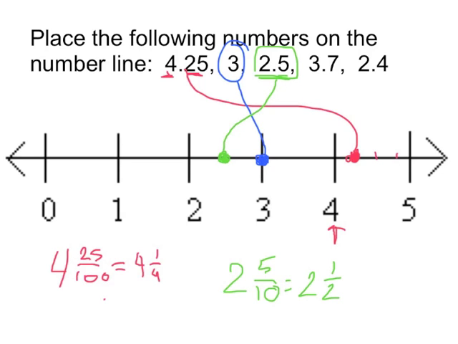Now we have 3 and 7/10. So 3 whole, we find the 3 whole, and then we cut it into 10 equal pieces. So we got 3 whole, that's right here, and then we go over 7/10. 1, 2, 3, 4, 5, 6, 7.